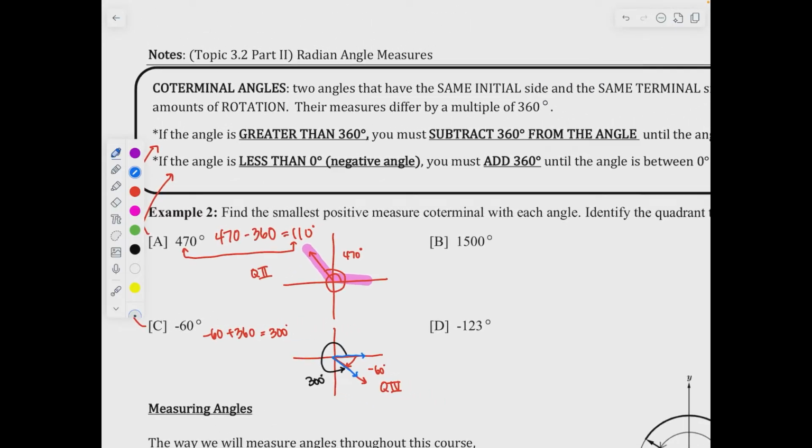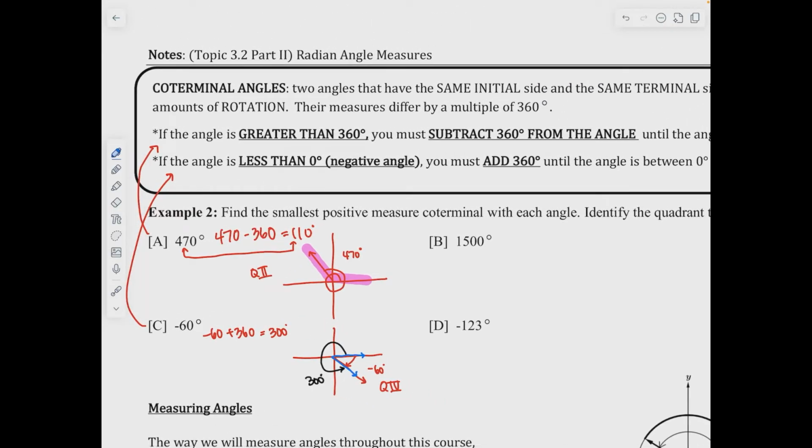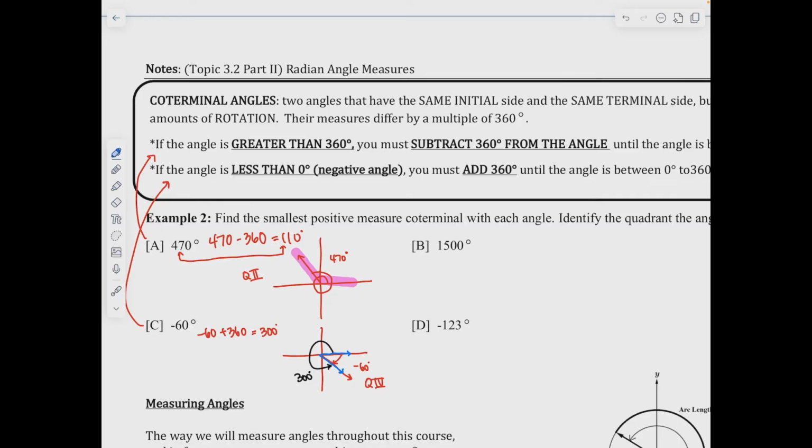Okay, let's pause here. Let's have you do example 2B and 2D. Pause, give it a try, see what you come up with.